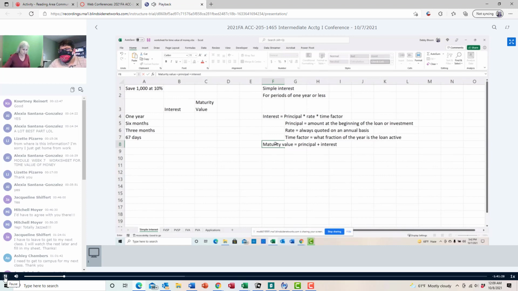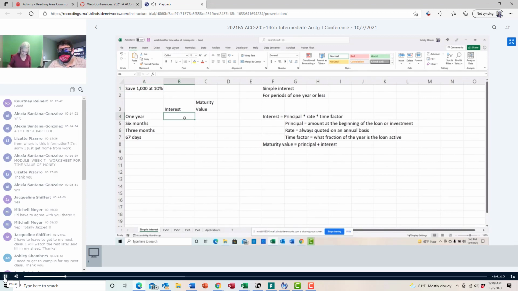So once we calculate the interest, in this case our principal is 1,000 because that's what we're putting into the bank. So 1,000 plus whatever interest we earn is going to be the maturity value. Everybody ready to go? Anybody need any more time to get ready?